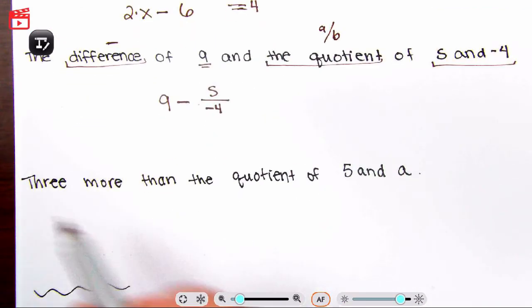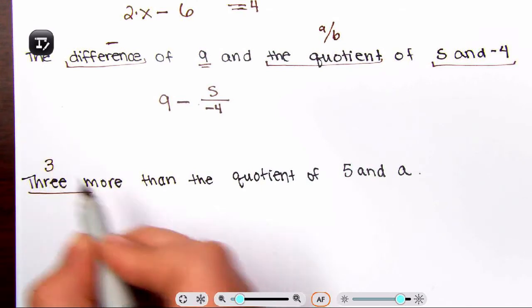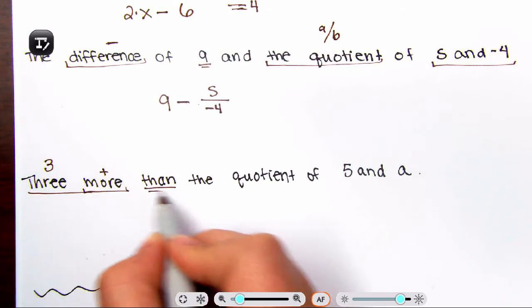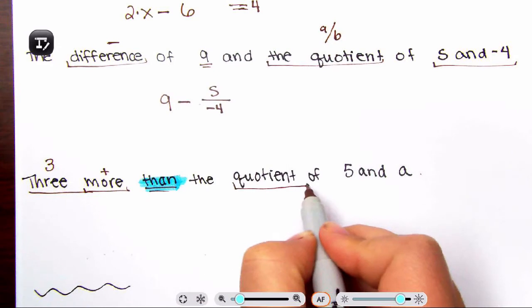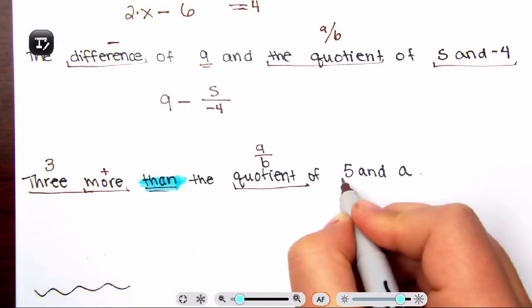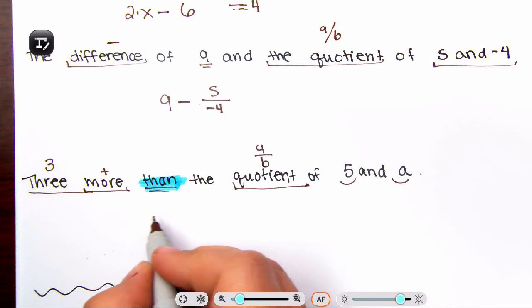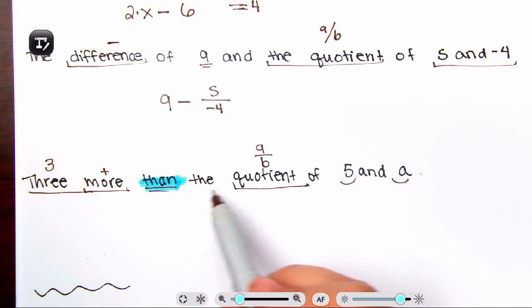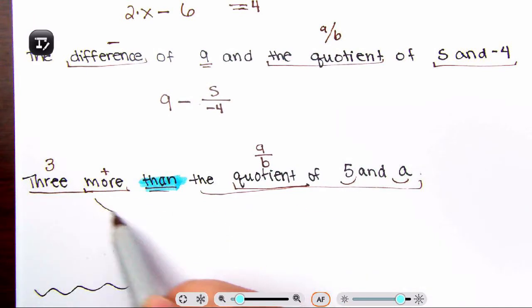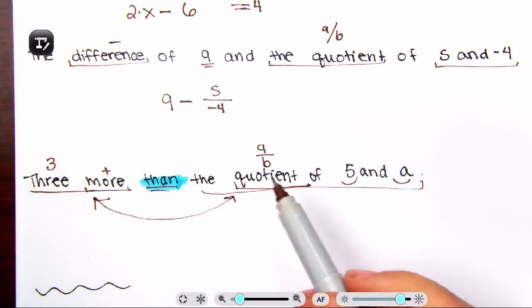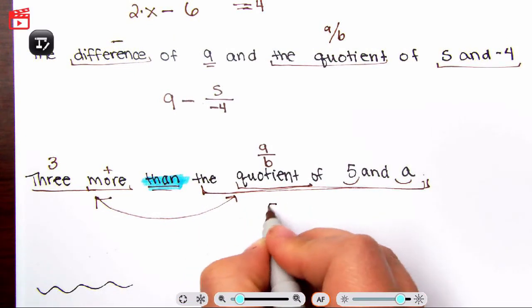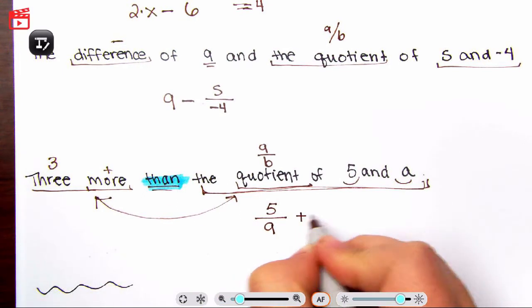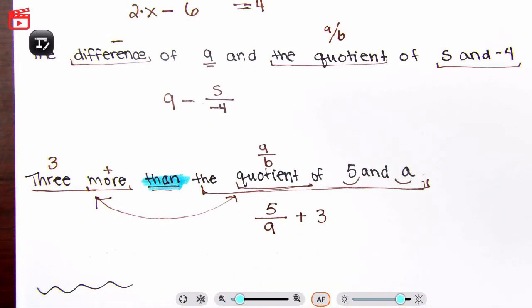Let's do another one. 3 more. I know more means plus. "Than," I have "than." That means our order is going to be changing. The quotient, here's the quotient again. That means we are dividing. What are we dividing? 5 and a. All right. So "than" is here. So I'm taking whatever's after "than" and I'm switching it with whatever is before "than." So we have to switch all of this. So now we have to say the quotient of 5 and a, and we have 3 more than that. Again, there is no "is" in this statement, so we have an expression.